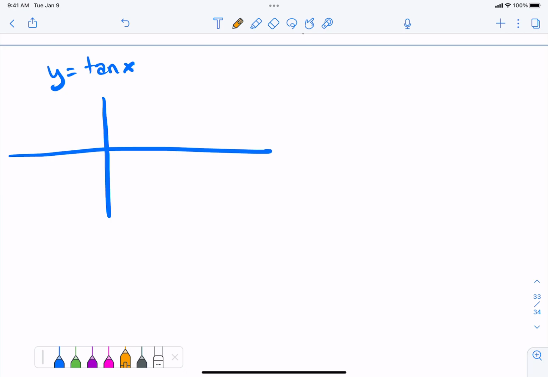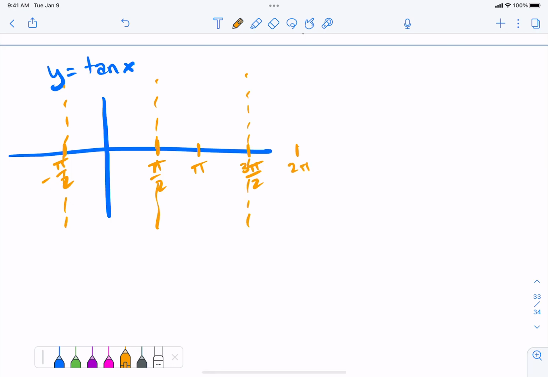Alright, tangent. Where is its first vertical asymptote? On the left side, negative pi over 2. Then positive pi over 2. Negative 3 pi over 2 and positive 3 pi over 2. I'm gonna do pi, and I'm gonna do 2 pi right here. So, any intervals of the halvesies, right? Those are where your vertical asymptotes are. Make sure your ruler is evenly spaced.